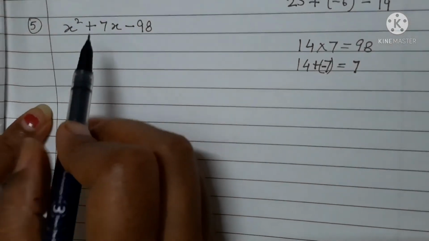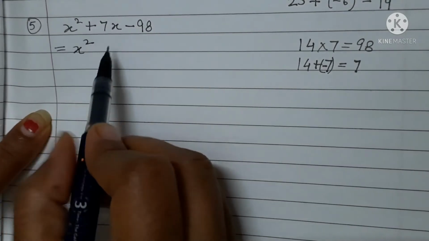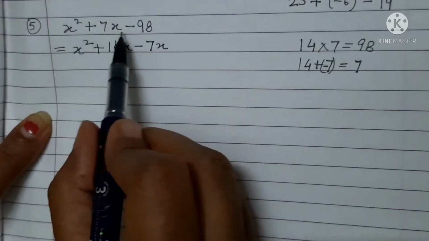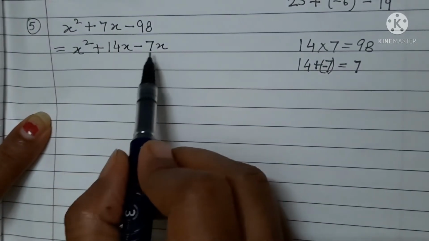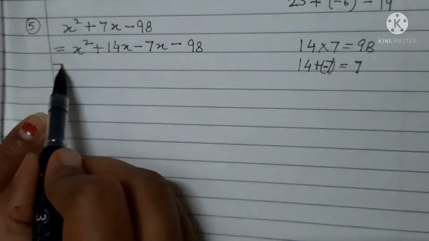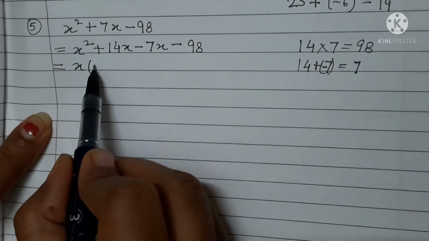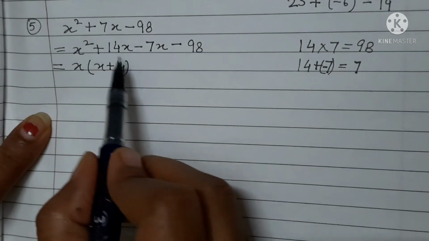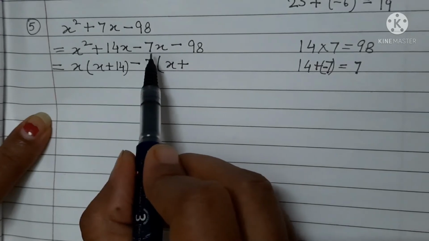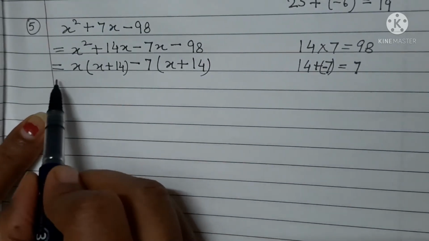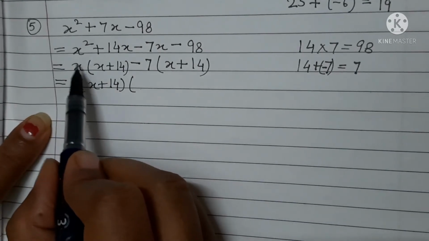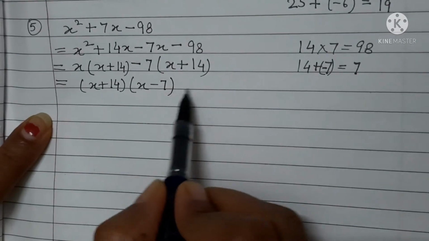now write it like this: x square plus 14x minus 7x. We split this 7 into two numbers, minus 98 as it is. Now take x common: x plus 14 in the bracket, minus 7 common, x plus 14. And x plus 14 is common, and the other factor is x minus 7. Answer.